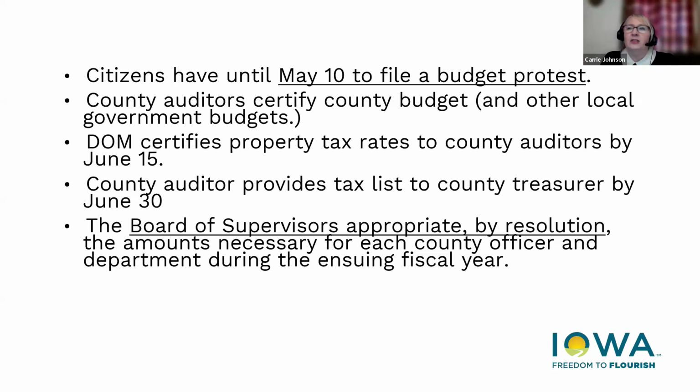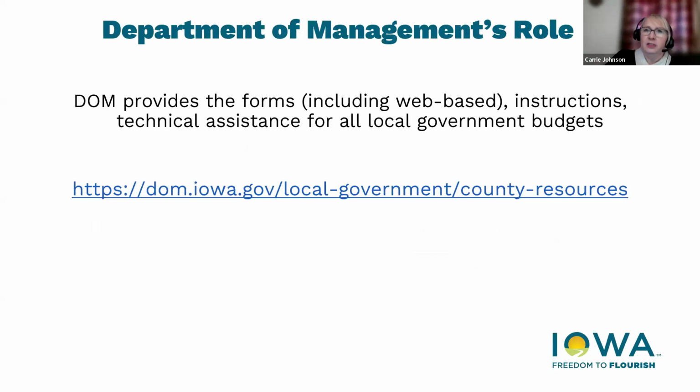And going back to the county budget, the Board of Supervisors appropriates by resolution the amounts necessary for each of those county officers and departments that will be needed during that fiscal year. So that sort of comes around to, okay, now the fiscal year started and the budget is now the current year budget. So let's talk a little bit about the different roles that come into play here.